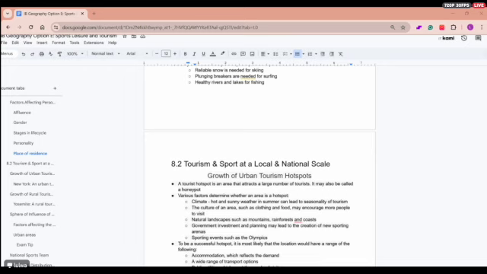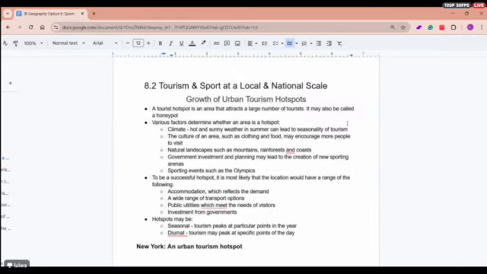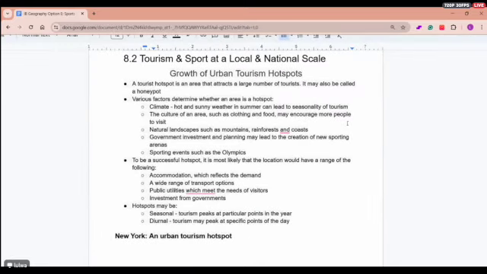Perfect. So 8.2 is tourism and sport on a local scale. A tourist hotspot is an area that attracts a very large number of tourists, and it's also called a honeypot. And there are various factors that determine whether an area is a hotspot. For example, the climate. Hot and sunny weather in the summer can lead to seasonality of tourism, which means people will only come in the summer or when the weather is favorable.